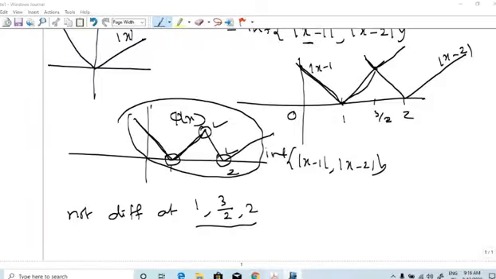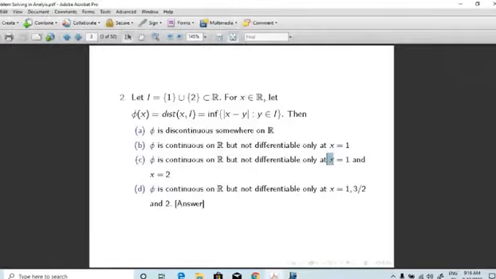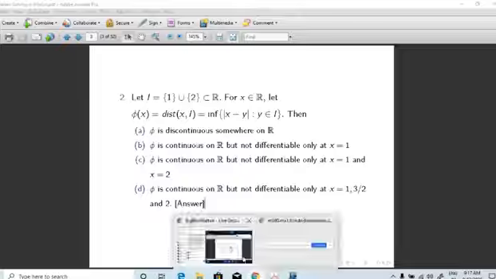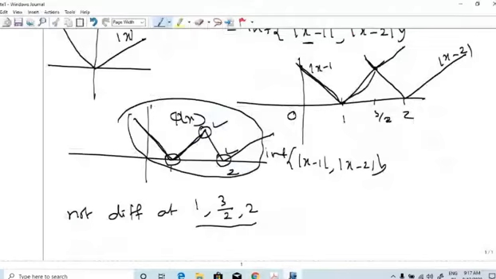Similarly, the third one says it is differentiable only at x equal to 1 and x equal to 2. Therefore, that is not true because we have 3 corner points, one at x equal to 1, x equal to 3 by 2, and 2. Therefore, the last one is the correct answer. Okay. Now, look at the next problem.